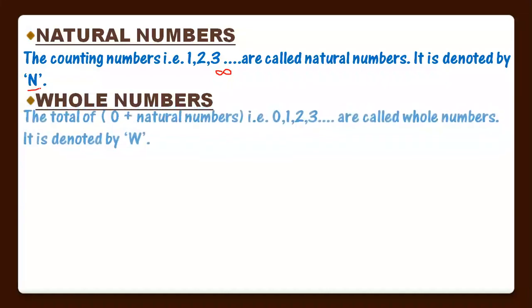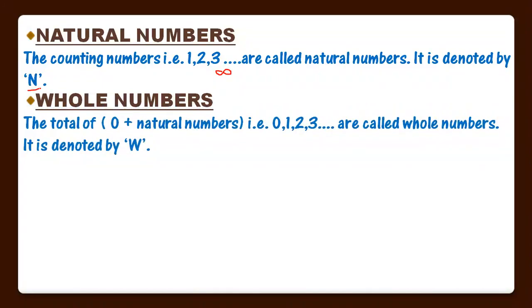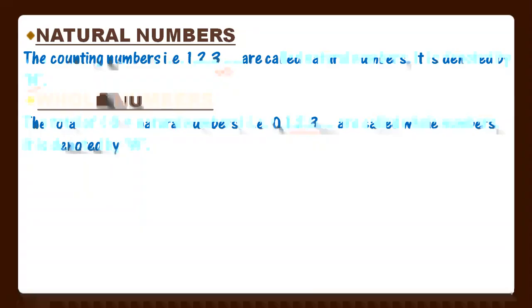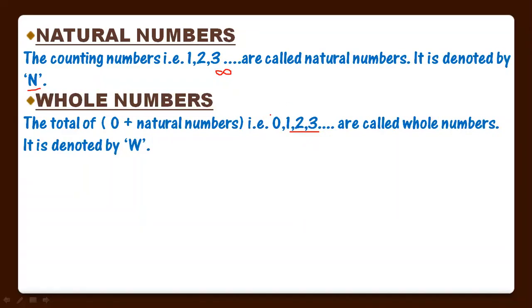Whole numbers. The total of 0 plus natural numbers, that is 0, 1, 2, 3 and so on. They are called whole numbers. जब हम natural numbers, these are natural numbers, और जब हम उसमें 0 भी include करें, that are called whole numbers and we represent them by W.